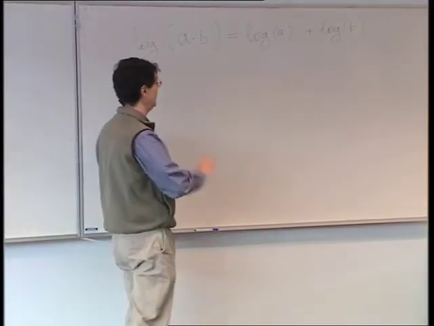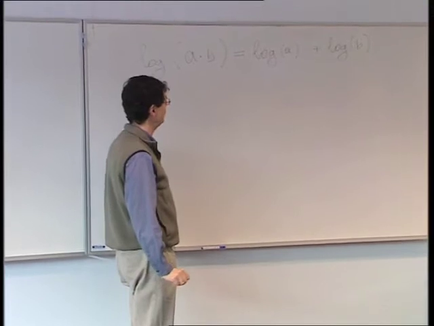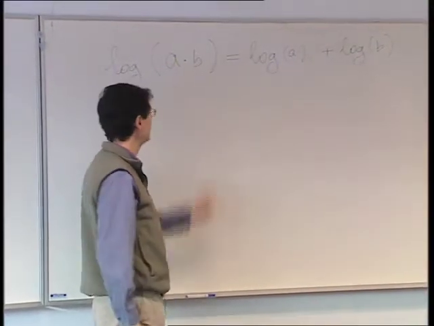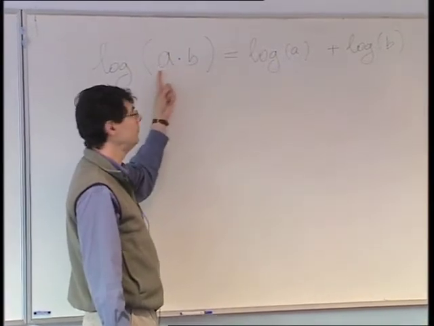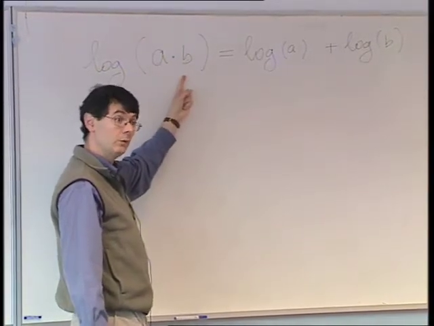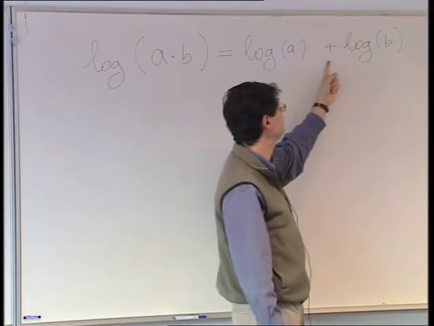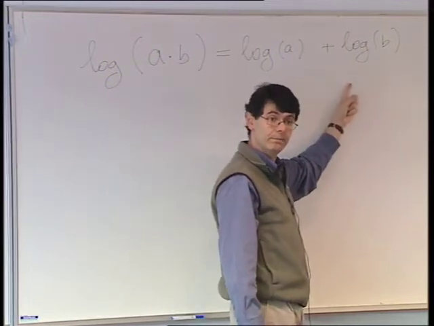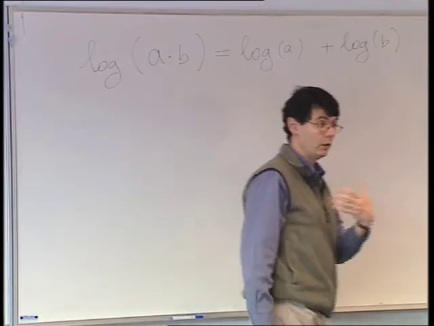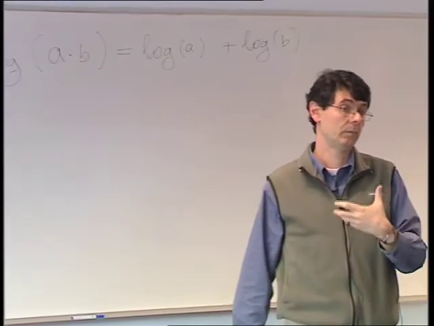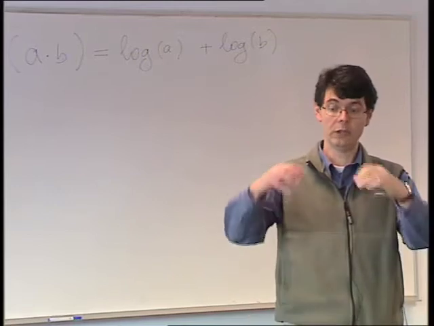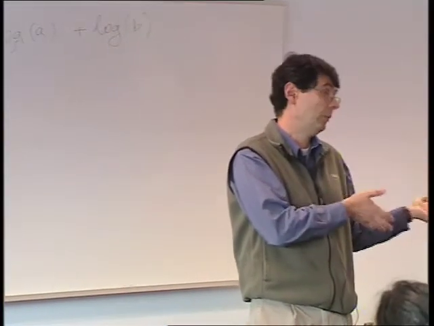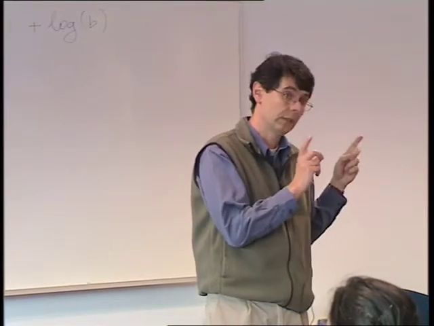The untrained eye may not compute that, but what's going on here is that a product, A times B, is being transformed into a sum, log A plus log B. So the logarithm has this property that it will turn a product into a sum. And sums are easier than products. Okay?